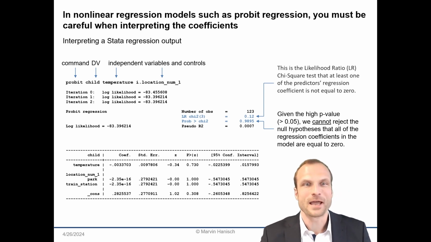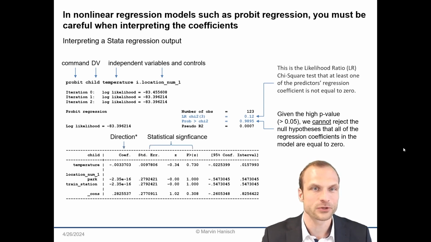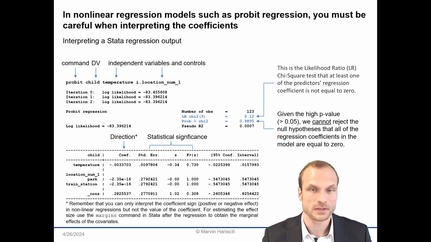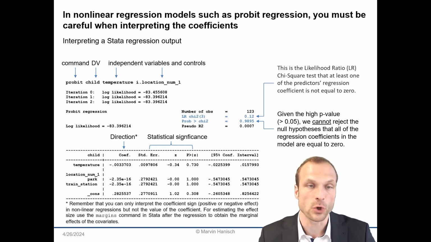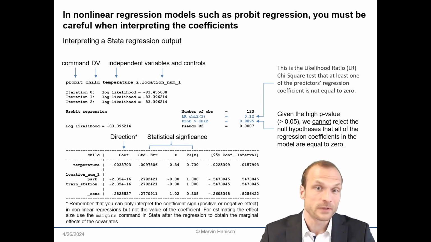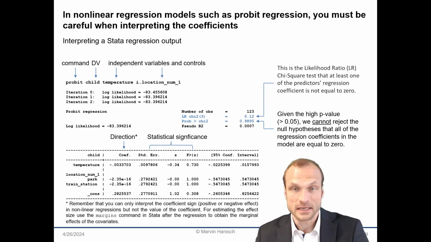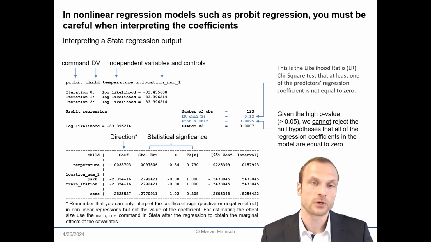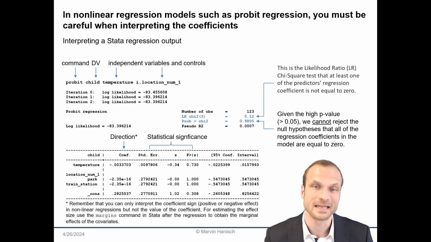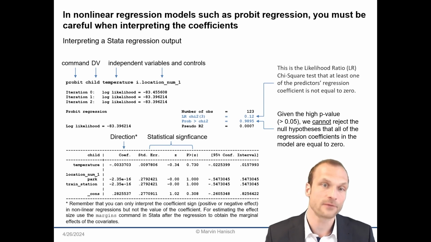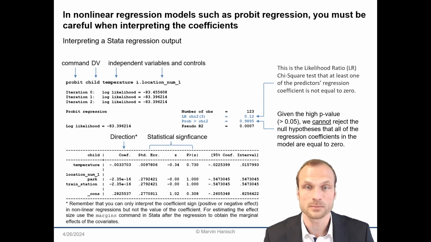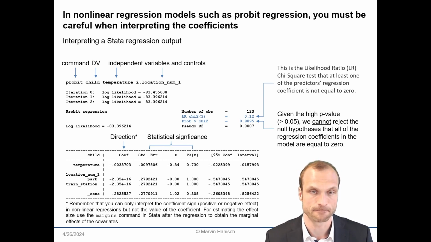Going into detail, we now also have our results for the covariates. For example, we have temperature and we see our coefficients, the standard errors, the z-value and the p-value. In the case of nonlinear regression models, we have to be a little bit careful in interpreting the coefficient. We can always interpret the sign of the coefficient. In this case, it's a negative sign. However, we cannot interpret the coefficient size. This is only possible in a linear regression model where we have a straight line for our regression estimate. But here with the maximum likelihood estimation, we cannot interpret the coefficient sizes.